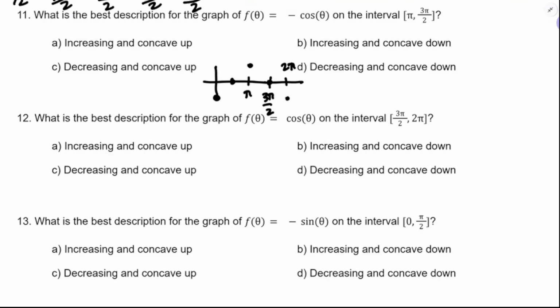So if we were to draw in the graph, we could do the whole thing, but really all we need is this piece. I think that'll make it clearest. It's decreasing and concave down because the graph is frowning.